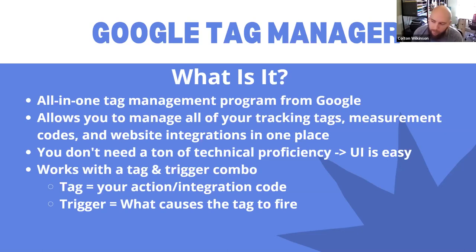You don't need a ton of technical proficiency to make this work. The interface that Google set up for Google Tag Manager is fairly straightforward. There's not a whole lot of coding that you'd necessarily have to do. But the main thing is, what is even a tag and a trigger, right? Or what is Google Tag Manager actually doing here? The main thing you can do with Google Tag Manager is install it on your site, and then use a tag and trigger combination to set up different tracking mechanisms for different actions that happen on your website.